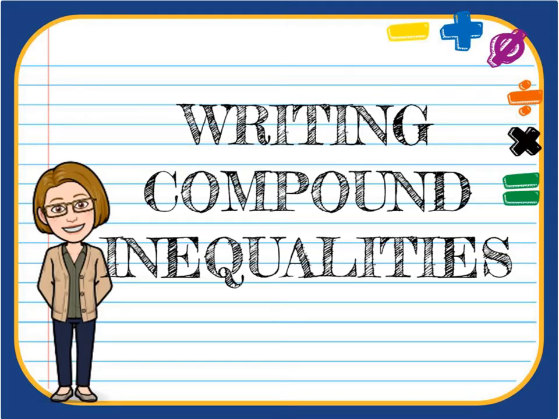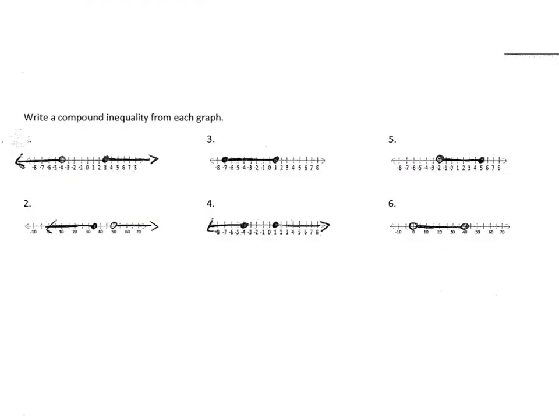Let's take a look at how to write a compound inequality from a graph on a number line. So the first thing you want to take a look at is decide whether it's going to be the graph of an and or an or compound inequality. This should be number one.